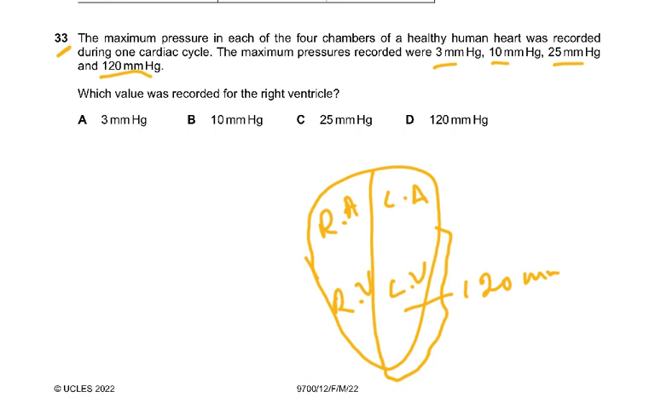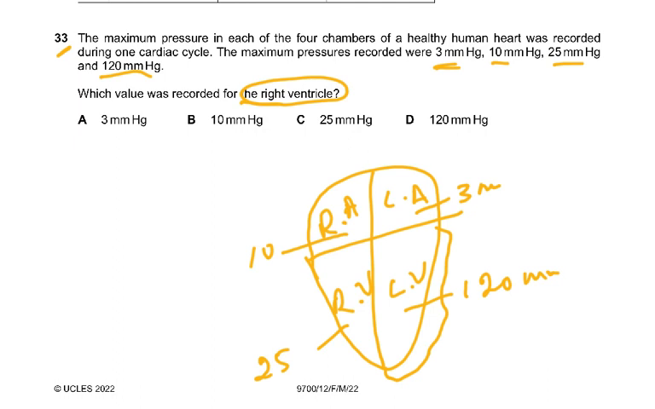So I would say, well, okay, now they are asking you which value was recorded for the right ventricle. Now the 3 and 10 would be more for the atria. Why would the left atrium be 3 millimeters of mercury? And why would this be 10 millimeters of mercury? And this would, of course, be 25 millimeters of mercury. Now, please understand why. The left atrium is receiving blood from the lungs. The pressure is greatly less, because in the pulmonary artery the pressure is less. The pulmonary vein pressure is even lesser.